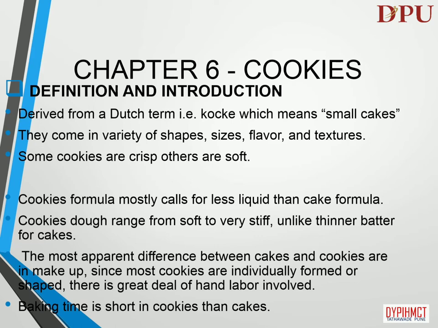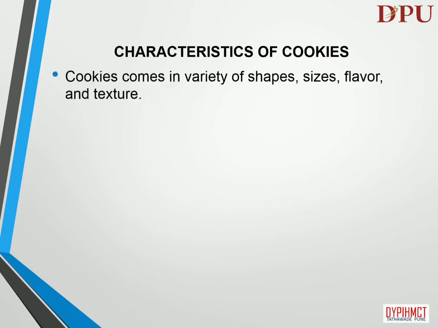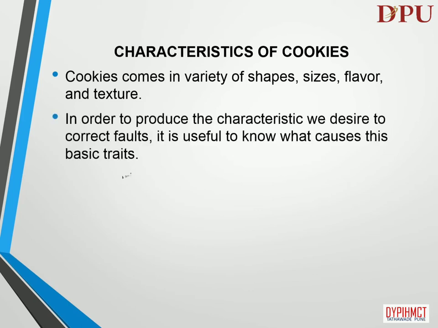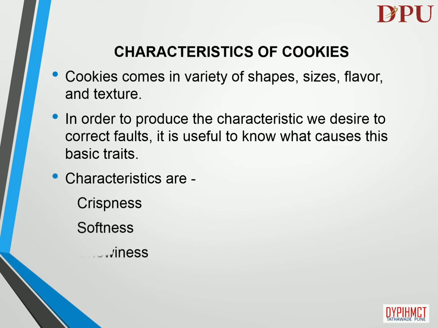The most apparent difference between cakes and cookies is in makeup, since most cookies are individually formed or shaped. There is a great deal of hand labor involved. Baking time is shorter for cookies than for cakes. Characteristics of cookies: cookies come in a variety of shapes, sizes, flavors and textures. In order to produce the characteristics we desire and to correct faults, it is useful to know what causes these basic traits. The characteristics are crispness, softness, and chewiness.